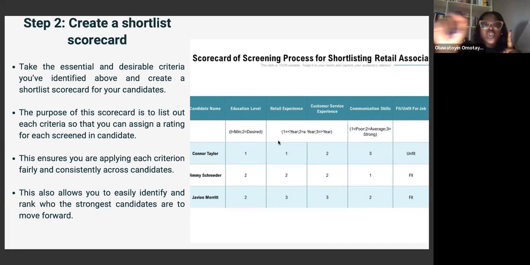Okay, so when you do this table, you do this numbering, you do this ranking, it tells you who fits the best. Remember, what we're looking for is who fits the most, not just who fits. If you see what I'm saying, okay? If Connor was the only candidate, they could have taken him, but it means that there are 2 more candidates that are better than him, okay? And that's how you create a shortlist scorecard.